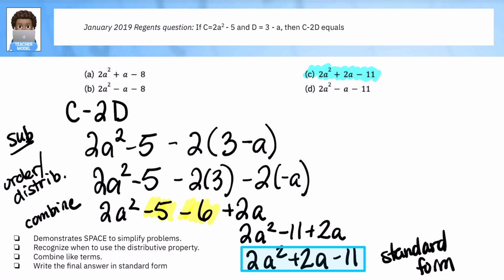So looking at my notes, what did I demonstrate? Because I used SPACE, yes, I simplified the problem. I knew when to distribute. I could combine like terms, and I wrote my final answer in standard form. So I've demonstrated mastery. So I will be prepared to do my exit ticket because I know what I'm doing and I've gotten good feedback.